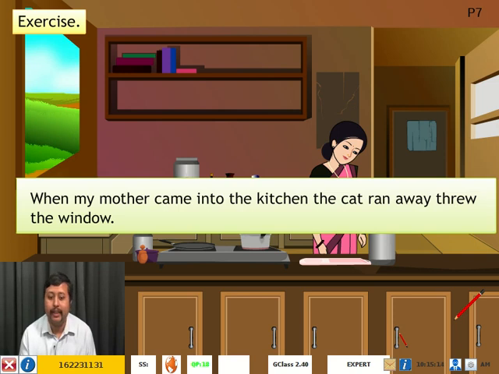So the line says, when my mother came into the kitchen, the cat ran away through the window. So we had a line here. Is this line right? It's wrong? Where? Very good.